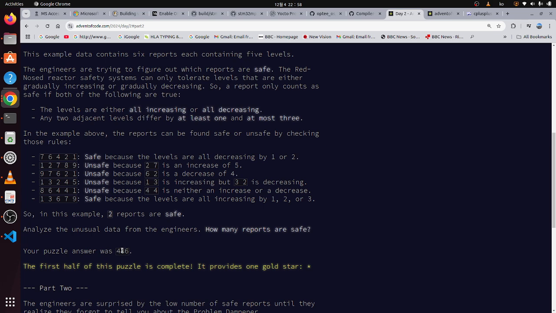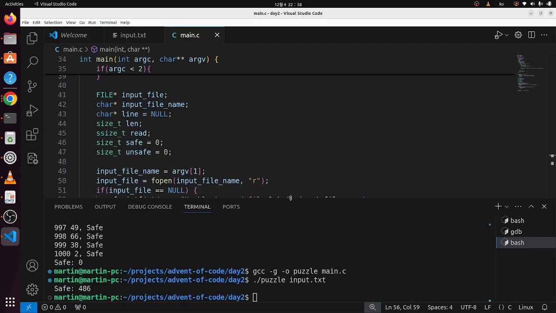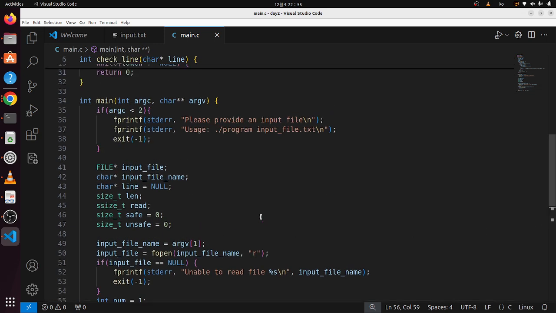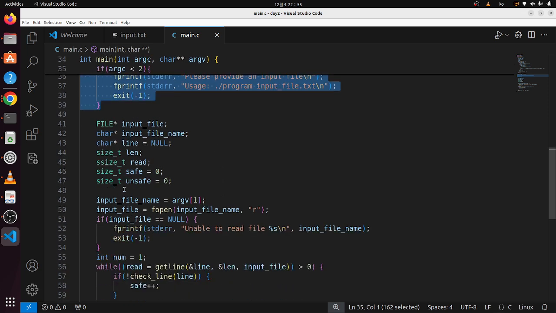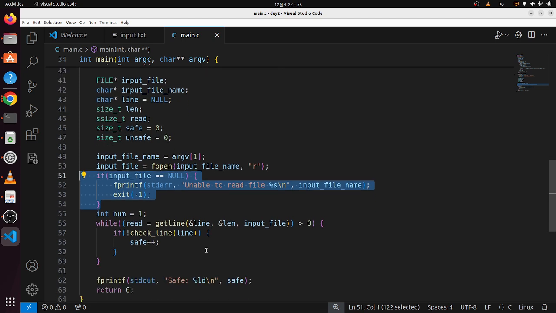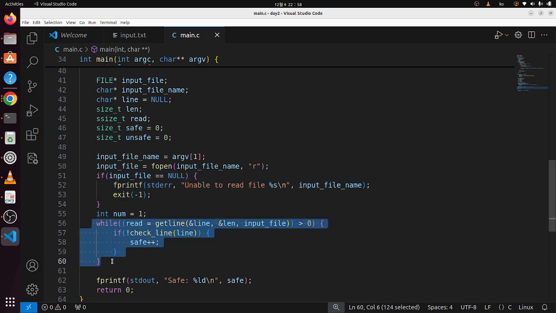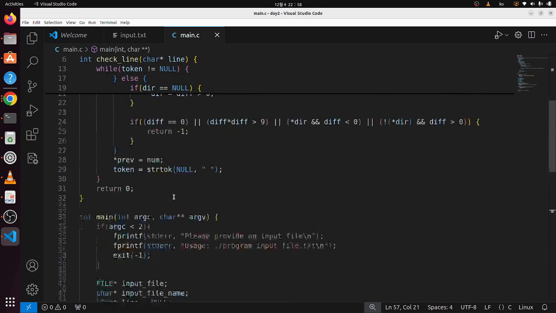I've already done this, so I'm just going to walk you through the code. Again, we take our input as a file. We check whether we have a file input, then we open the file and check whether we have managed to open it. Then we read each line. Each line is one report, and then we check the line against the rules given.